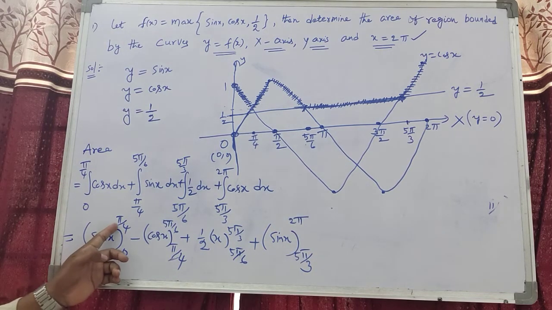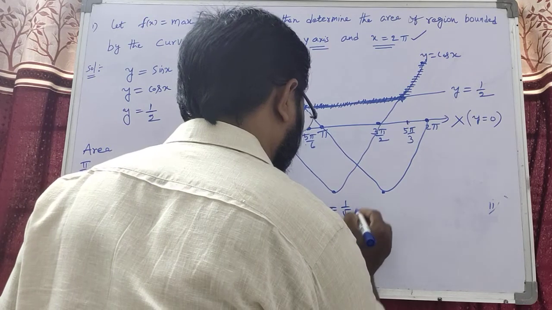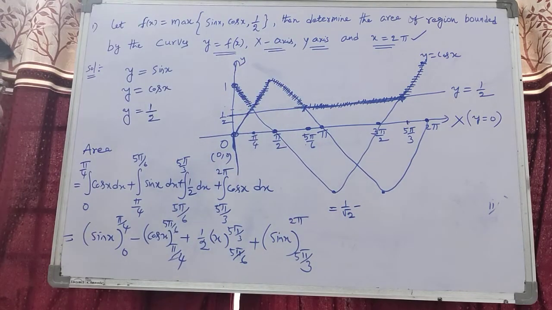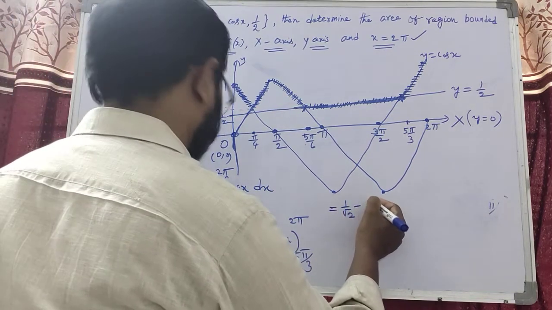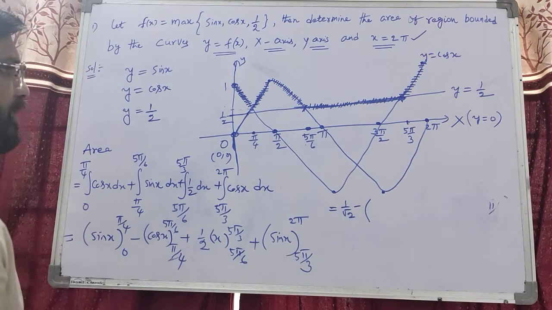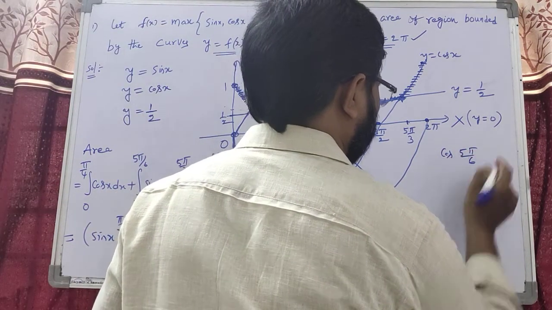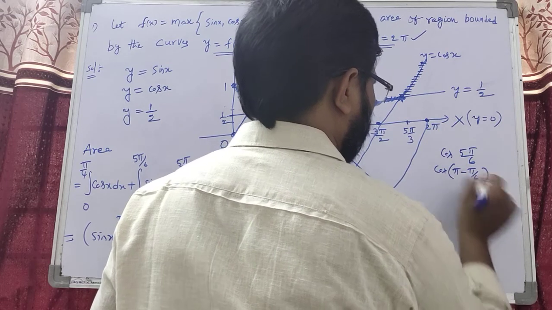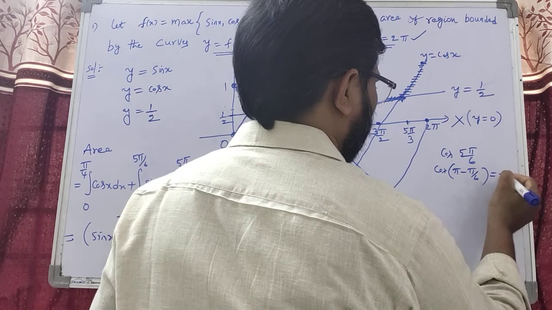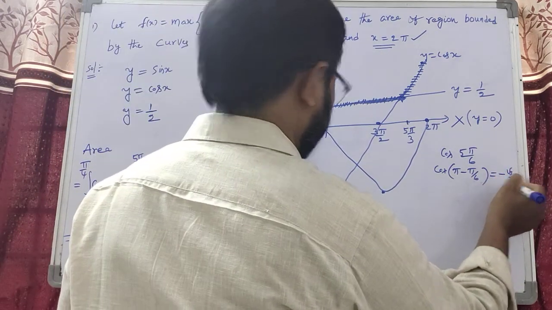Now we apply the limits. Sin 45 is 1/√2. Sin 0 is 0. Now cos of 5 pi/6: we can write cos of pi minus pi/6, that is cos of 180 minus theta, which is minus cos 30. Minus cos 30 is minus √3/2.